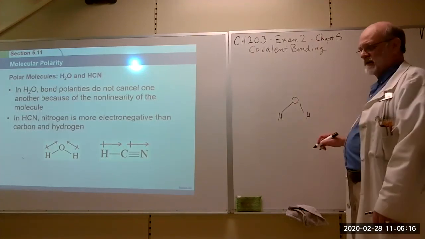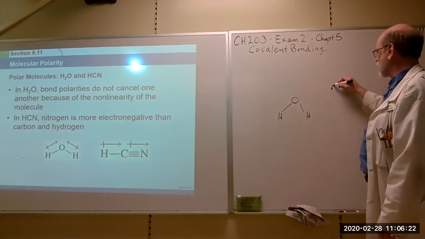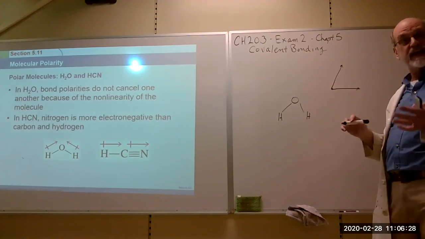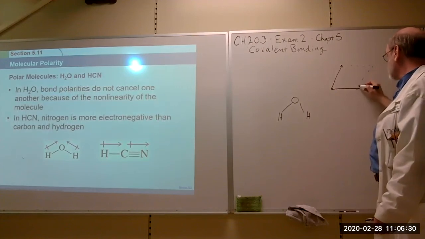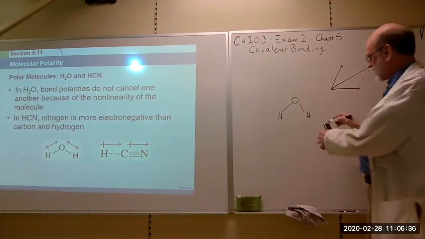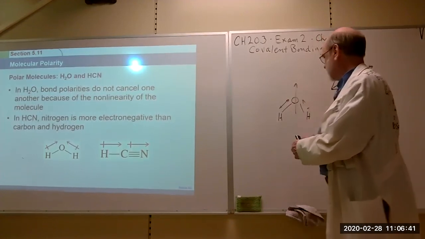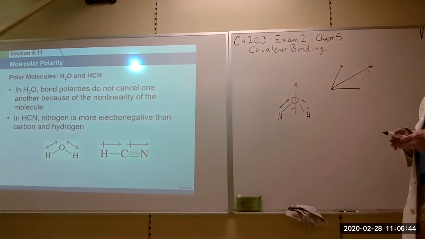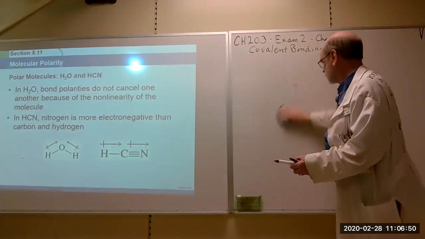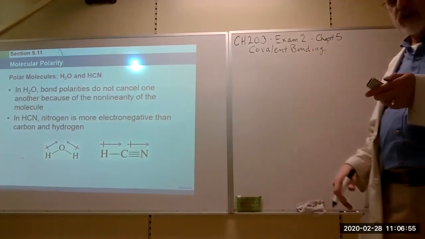So in physics, if you say there's a fixed point here and you've got a force being pulled like this and a force being pulled like that, those two forces together, when you add them up, that's the vector sum. So the vector sum of this one would be added up in that direction. So that makes it a polar molecule, based upon the dipoles of the bonds plus its geometry.